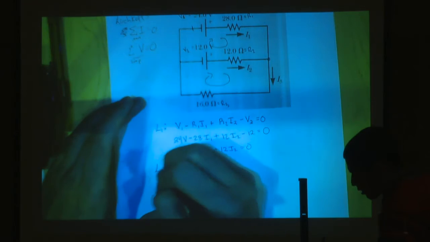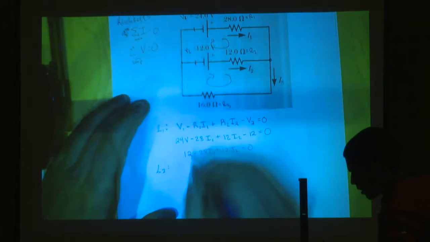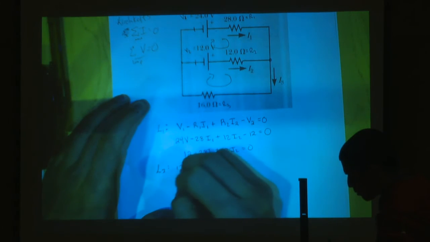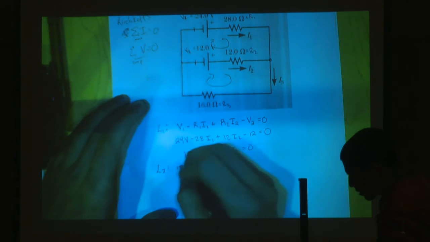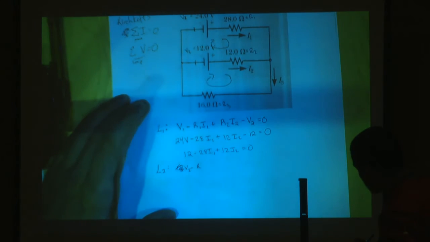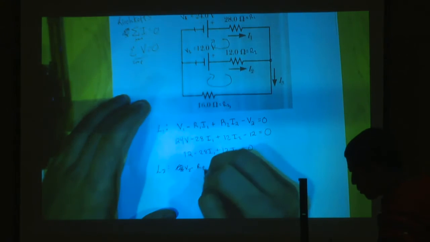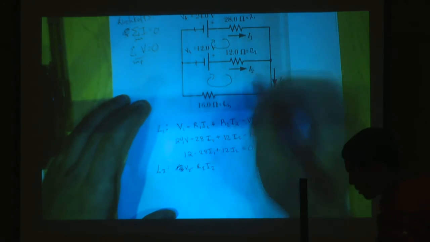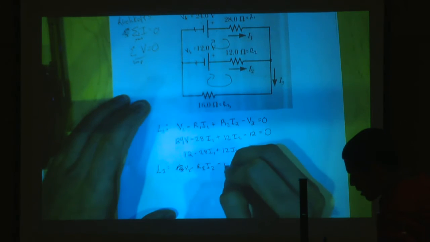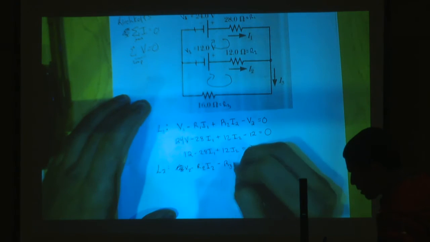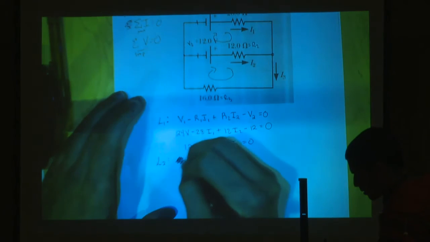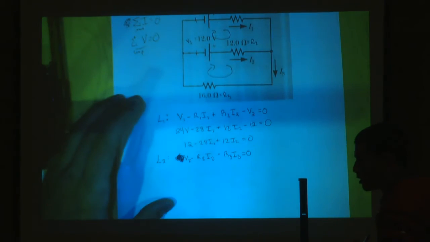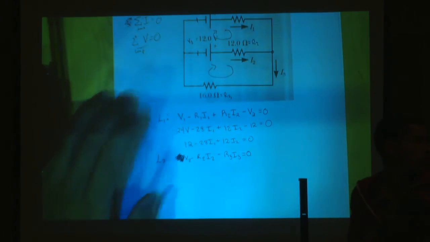Loop 2 is going to give us, if I start here, a potential jump of 12 volts going around, and a potential drop of, let's just use V2 for now. So V2 minus R2 times I2, we continue on, minus R3 times I3 equal to 0. Everyone good here? Questions?